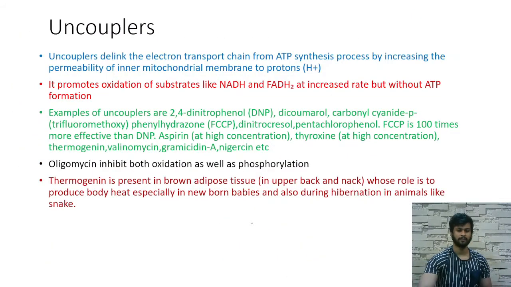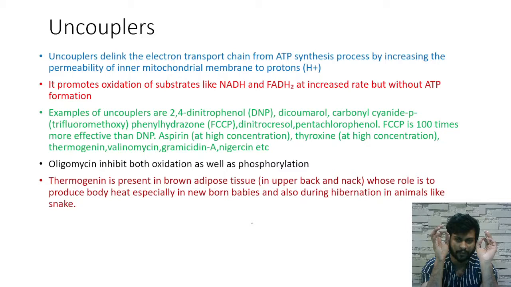Next, uncouplers. We know that oxidative phosphorylation or the electron transport chain is tightly coupled with phosphorylation or ATP synthesis, because in the electron transport chain, protons are pumped from the matrix to the intermembrane space, and using this proton gradient or electrochemical gradient generated in the intermembrane space, the protons can move along the concentration gradient through the ATP synthase complex back to the matrix, due to which ATP synthesis occurs.